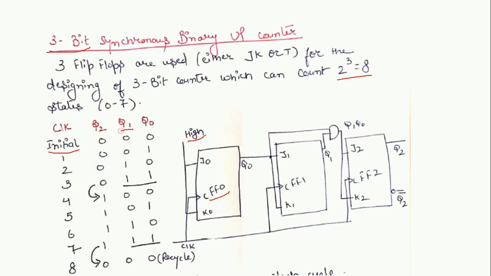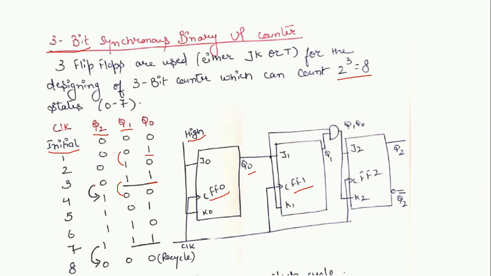For Q1, it is exactly the same operation as we have discussed in the 2-bit synchronous binary up counter. When Q0 is 1, at the next clock cycle, Q1 is going to toggle. That is why, once again, J1 and K1 are equal to Q0. Now the last flip-flop is Q2 that we are going to talk about over here.